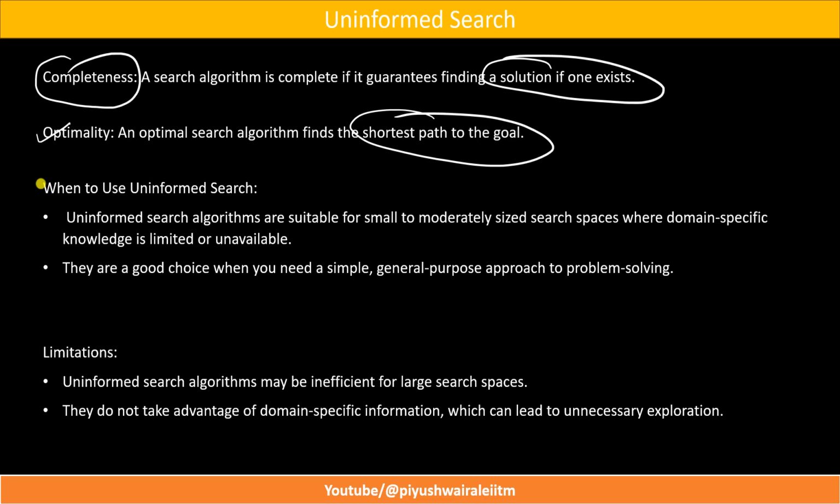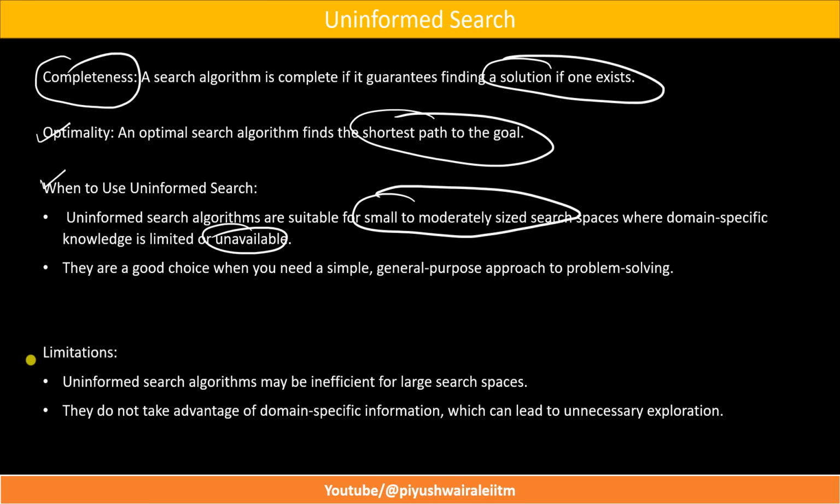So when to use uninformed search? Uninformed search algorithms are suitable for small to moderately sized search spaces. As I explained in the previous lecture, if we have 10,000 or millions of states, then it will be very time consuming. We use this algorithm where domain-specific knowledge is limited or unavailable, and for small to moderate size search. So we use uninformed search when we have limited knowledge about a particular problem, or the search sample space is small.